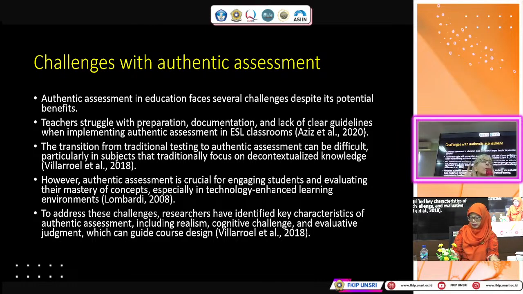But authentic assessment is very important in engaging students, engaging learners. Okay, can somebody explain why? Why is authentic assessment better in keeping students interested and engaged in their learning? Okay, what do you think?